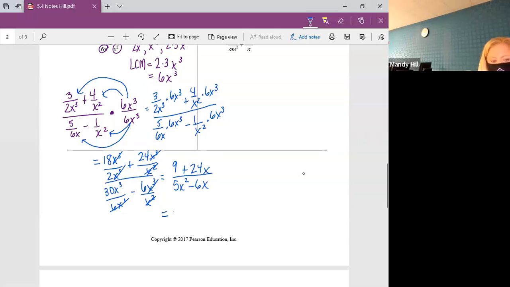Now, you want to look at the numerator and the denominator to see if you can pull anything else out of that. So I'm looking at 9 and 24, and I think 3 goes into both of those. I can't pull out any x's because there's not any x's there, but I can take a 3 out. And if I take a 3 out of that, that's going to leave me with 3. 9 divided by 3 is 3. 24 divided by 3 would give me 6. And then I have my x. And on the bottom, I could take an x out of both of those terms, and that would leave me with 5x minus 6 if I pull an x out of both of those.